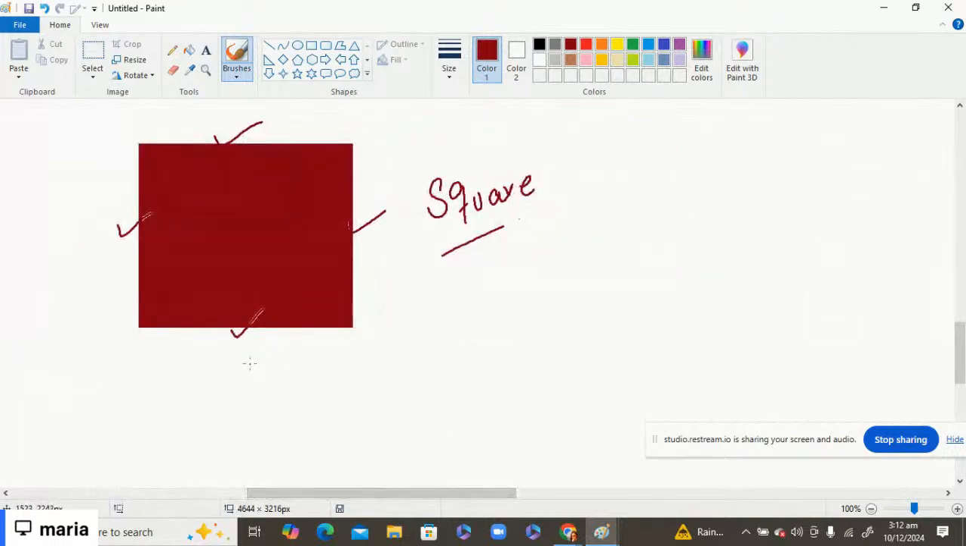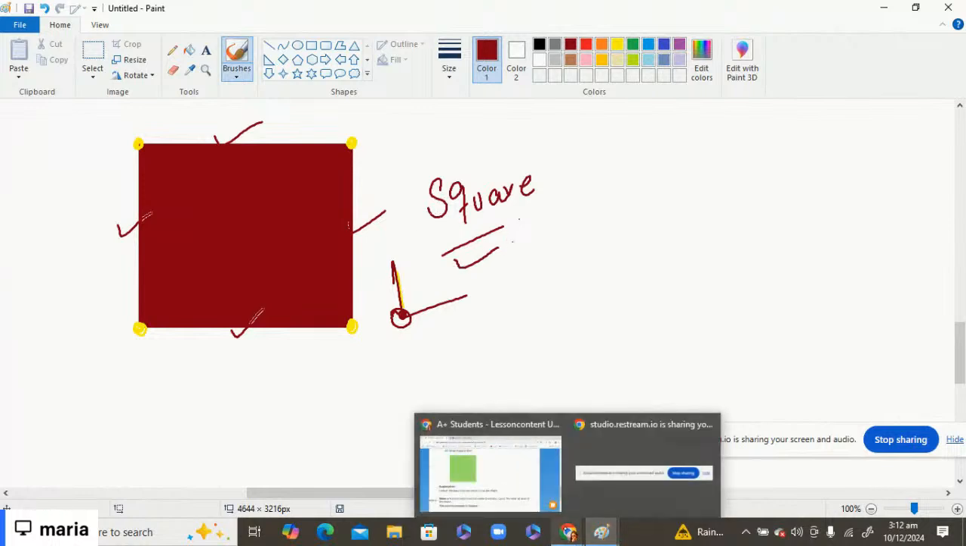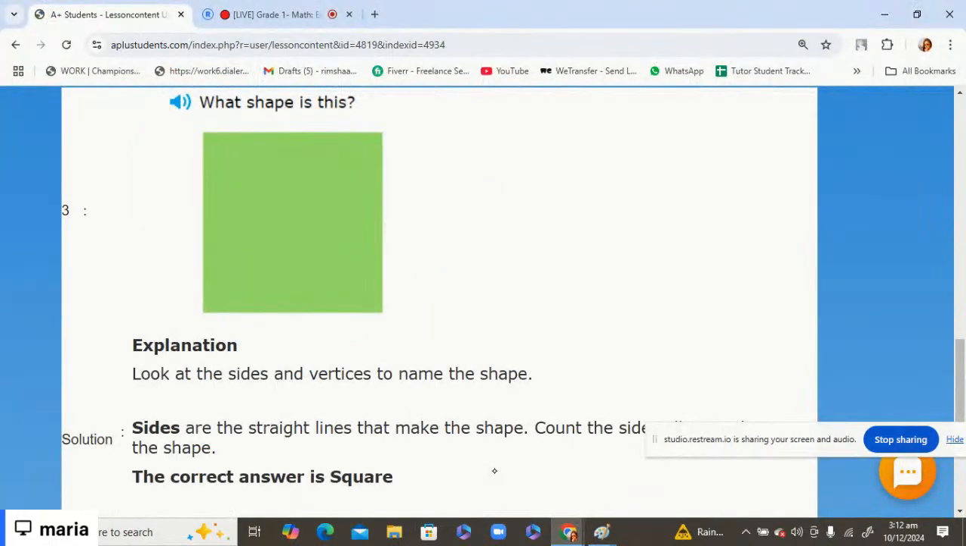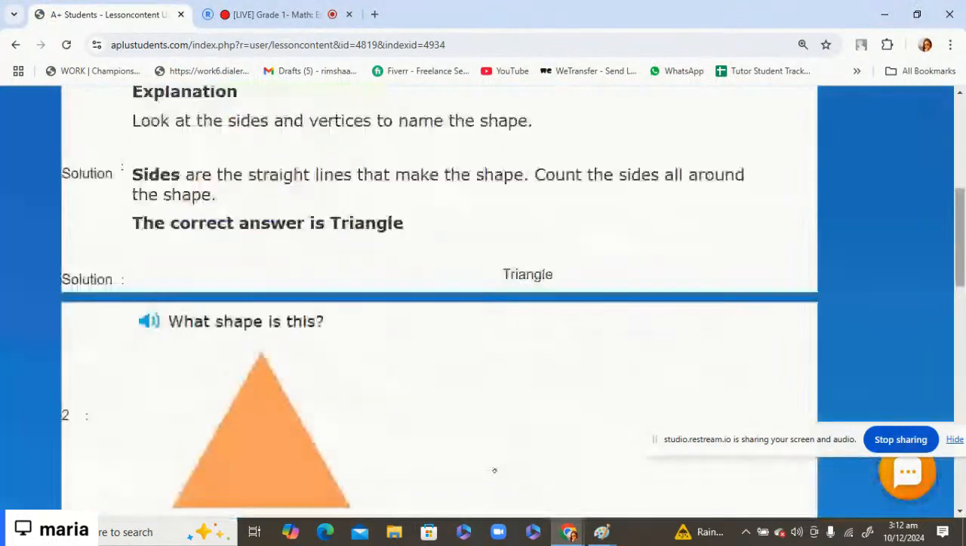And how many sides does the square have? Four sides. And how many vertices? One, two, three, and four. Why can we say four? Because these two lines meet. Look, this first line, and then the second line. This point is called the vertex, where two lines meet with each other. So the name of this figure is square. All right.